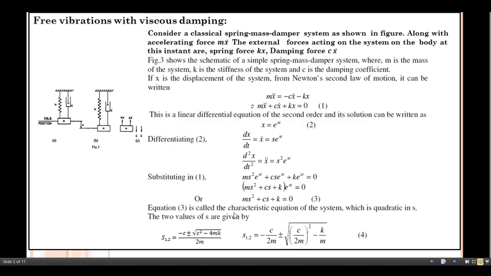Equation 3 is called the characteristic equation of the system, which is a quadratic in terms of s. The two values of s are given by, as this is a quadratic equation, we know how to get the roots of this quadratic equation.